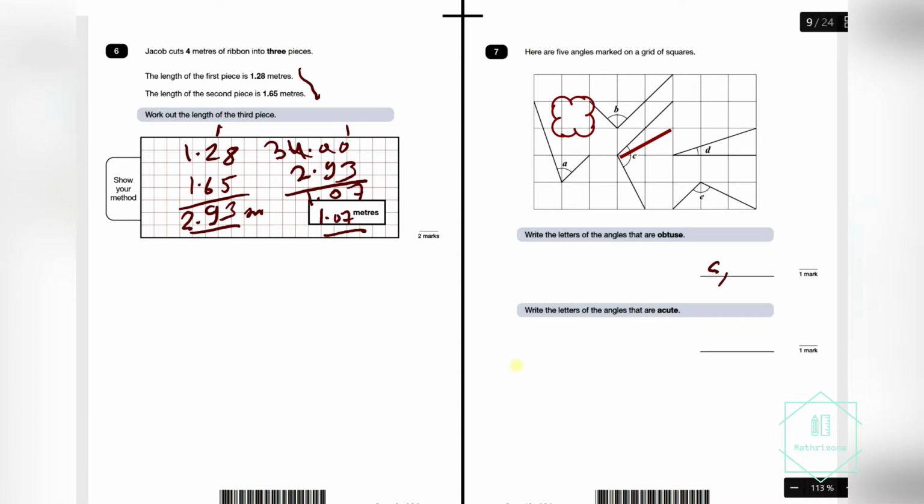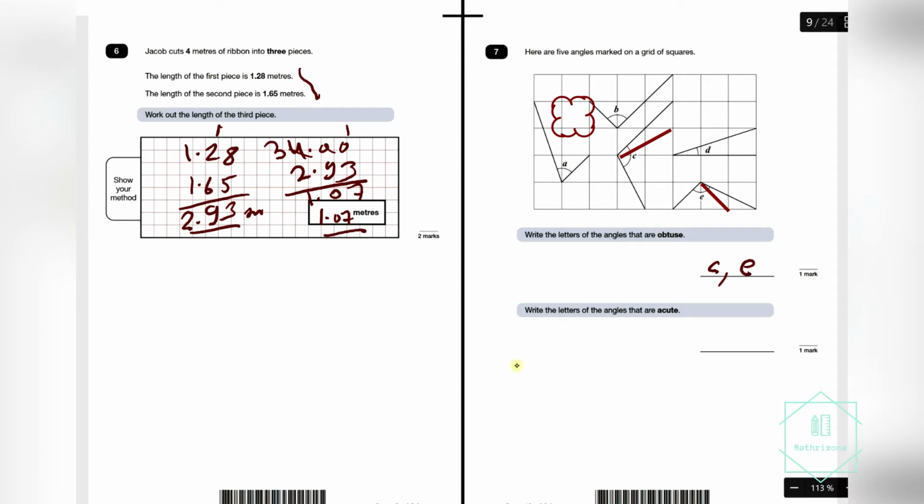Okay. And then coming from here, E. It's covering one square box. So according to this, from one square box to one square box, this would be our 90. But this angle here is greater than 90. So another angle which is obtuse is our E.